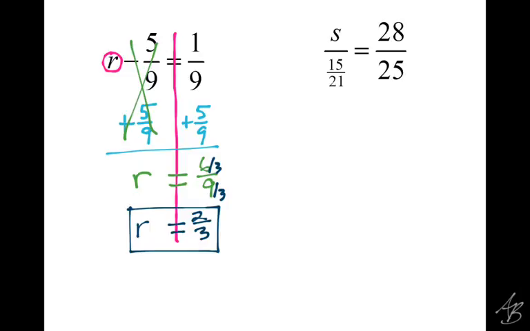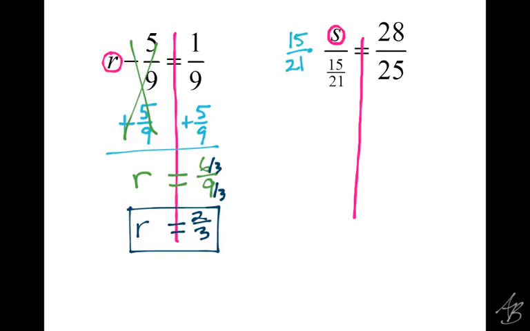Next one here we have s over 15/21 equals 28/25. This looks like a fun one, doesn't it? So I need to get that s by itself, so I'm going to get rid of what? The 15/21. Since this is s divided by 15/21, remember a fraction means division, right? So since it's s divided by 15/21, how do I get rid of it? Multiply. So we're going to multiply by 15/21, and that'll get rid of those fractions on the left side.